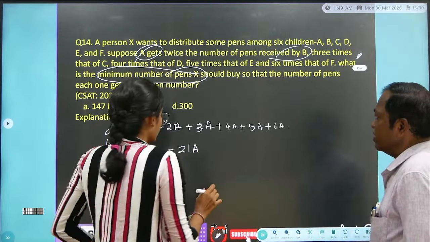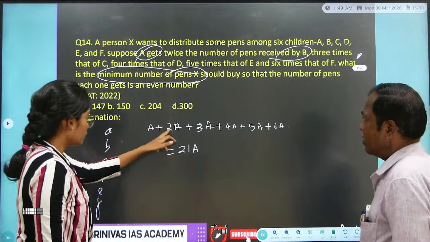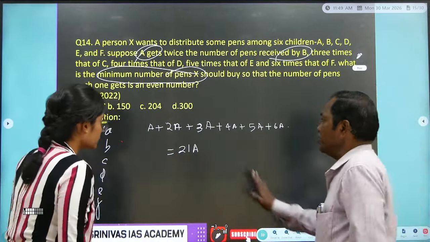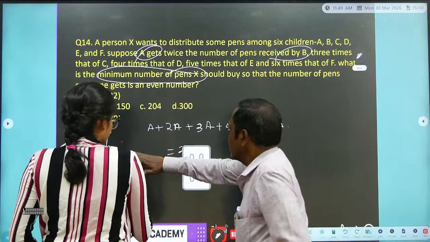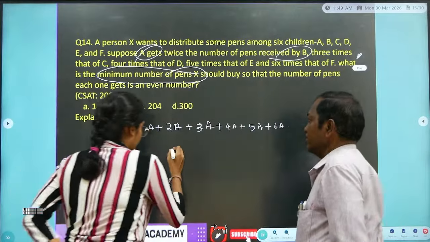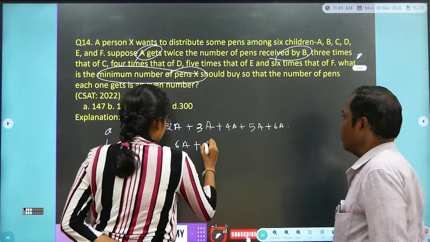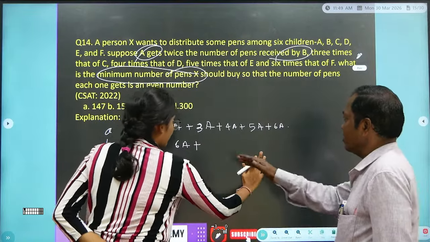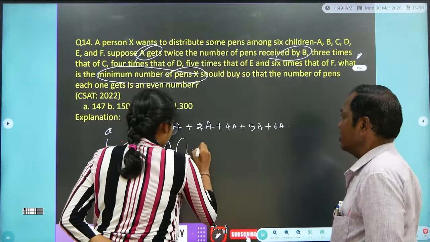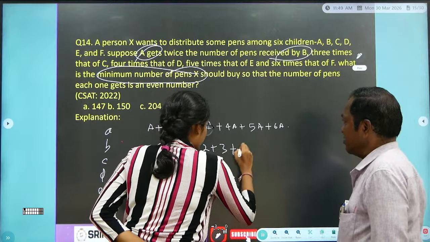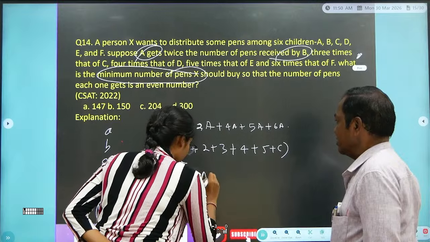Okay, how many A's are there? 1, 2, 3, 4, 5, 6. So 6A plus 2 plus 3, 5 plus 4. Sir, better if you take A common, sir. 1 plus 2 plus 3 plus 4 plus 5 plus 6, so 21A. Yes, you will get 21A.